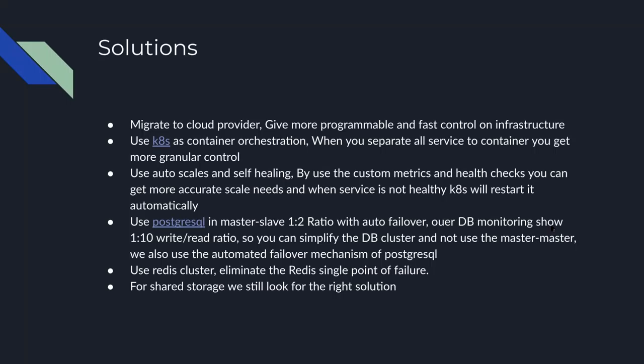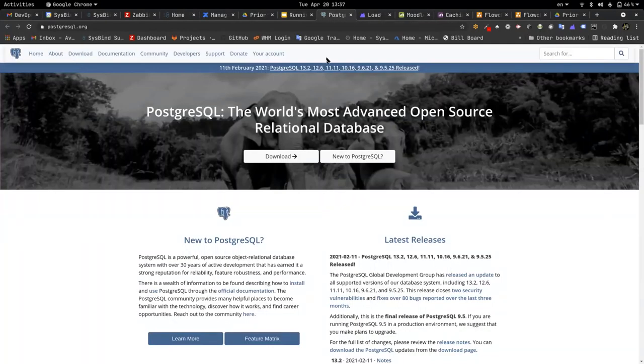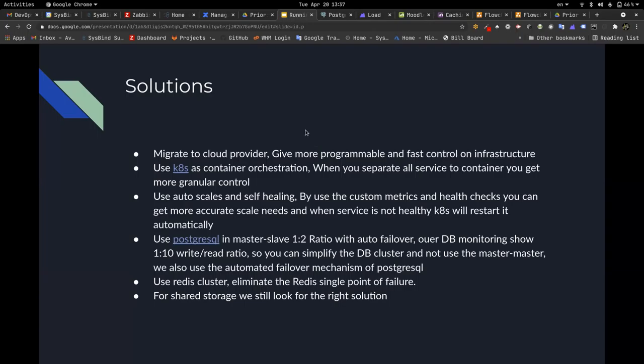As we see in the DB monitoring, Moodle shows us a 1:10 ratio for write and read. So you can simplify the DB cluster and work with just master-slave. And as we know from Moodle 3.9, we also can configure read-write hosting for the database. So we actually don't need to implement a SQL balancer in the middle. And avoid the master, the PostgreSQL, you can see it over here, and I just put the wrong link, but also there is a Catalyst post on the Moodle site.